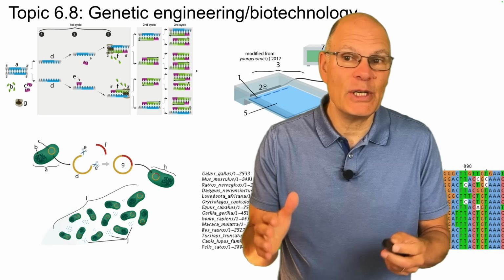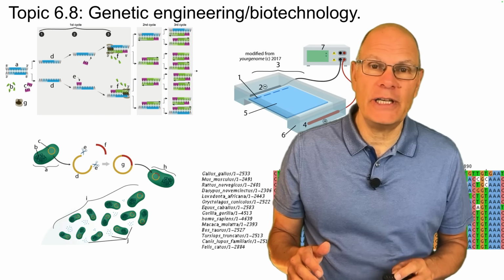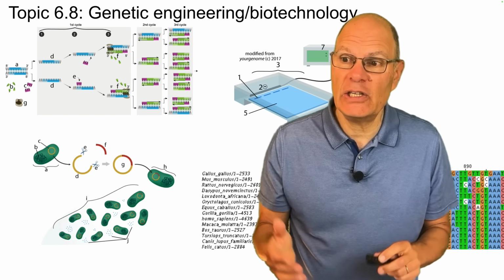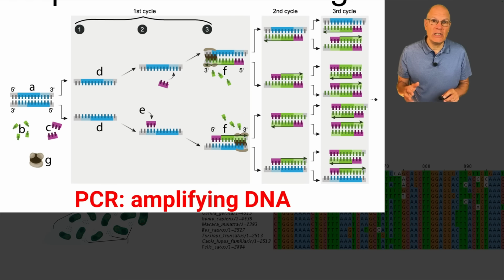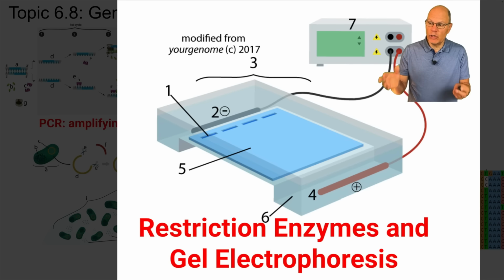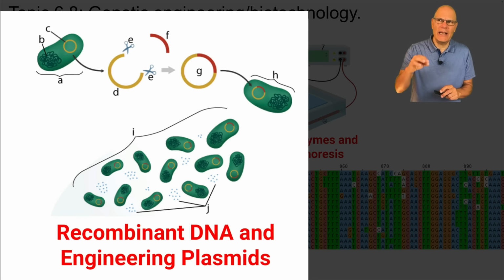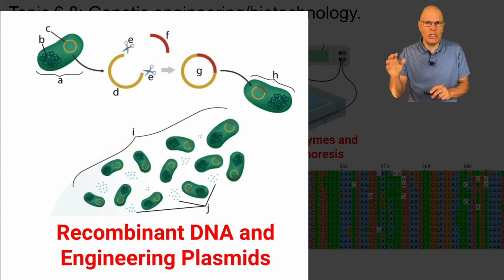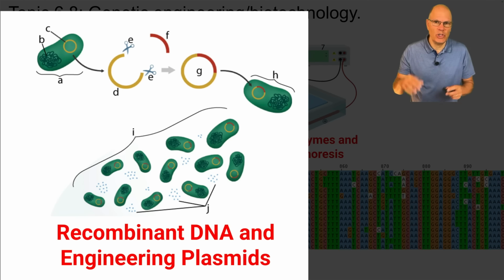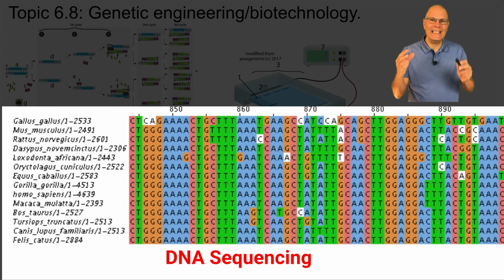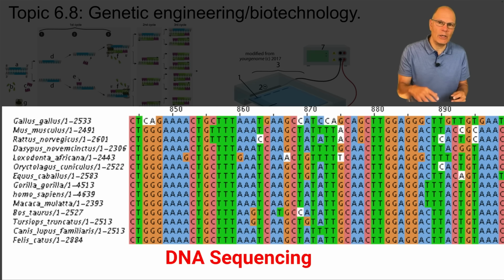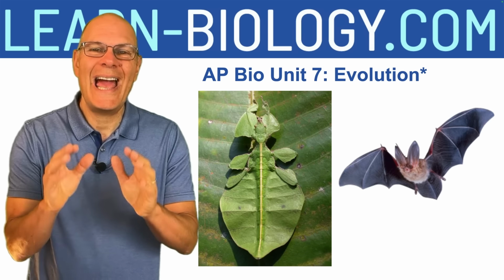Unit 6 ends with topic 6.8, genetic engineering and biotechnology. Here are some of the techniques that you should be familiar with. Those are PCR, used for amplifying DNA, restriction enzymes and gel electrophoresis for analyzing DNA, recombinant DNA and engineering plasmids, which enables us to do amazing things like put human genes into bacteria so they can produce gene products like insulin, and finally DNA sequencing, which is giving us huge amounts of information that's being used in medical research, evolutionary biology, every biological field.